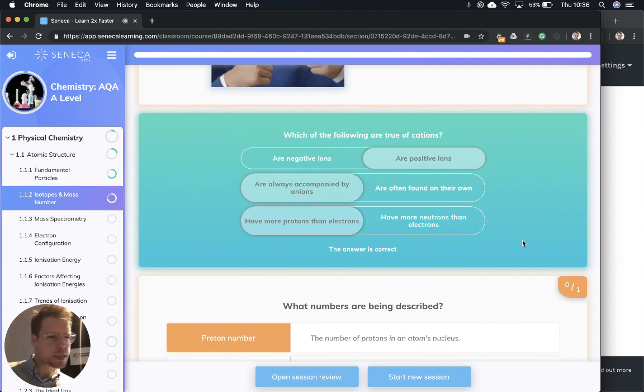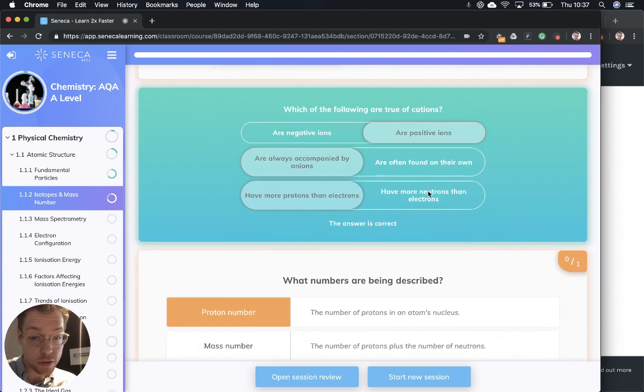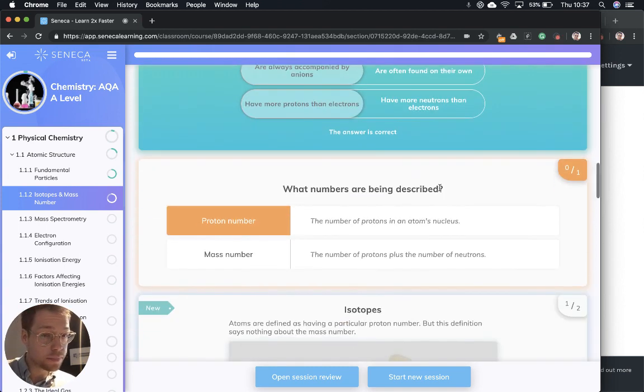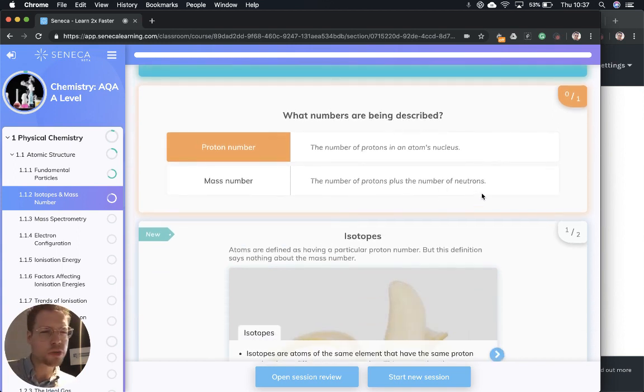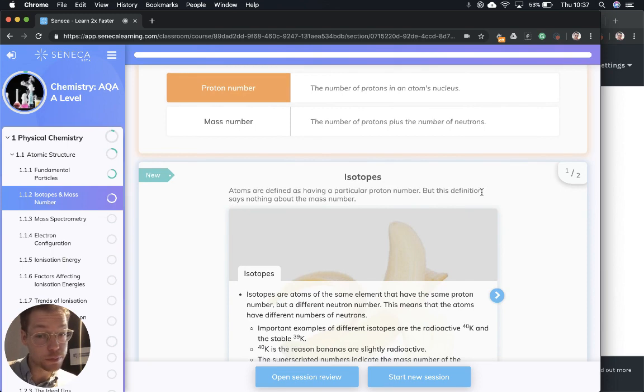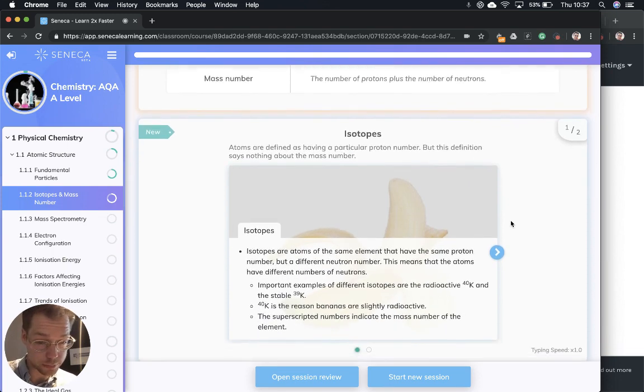Now, let's go over some facts about cations. Were they positive or negative? So they are positive, and they are always accompanied by anions. They get lonely, they don't want to be by themselves. And do they have more neutrons than electrons? Nope, they have more protons than electrons, okay? Now, do you remember those definitions from the start of the episode? Proton number, that's the number of protons in the atom nucleus. Mass number, total amount of protons and neutrons.